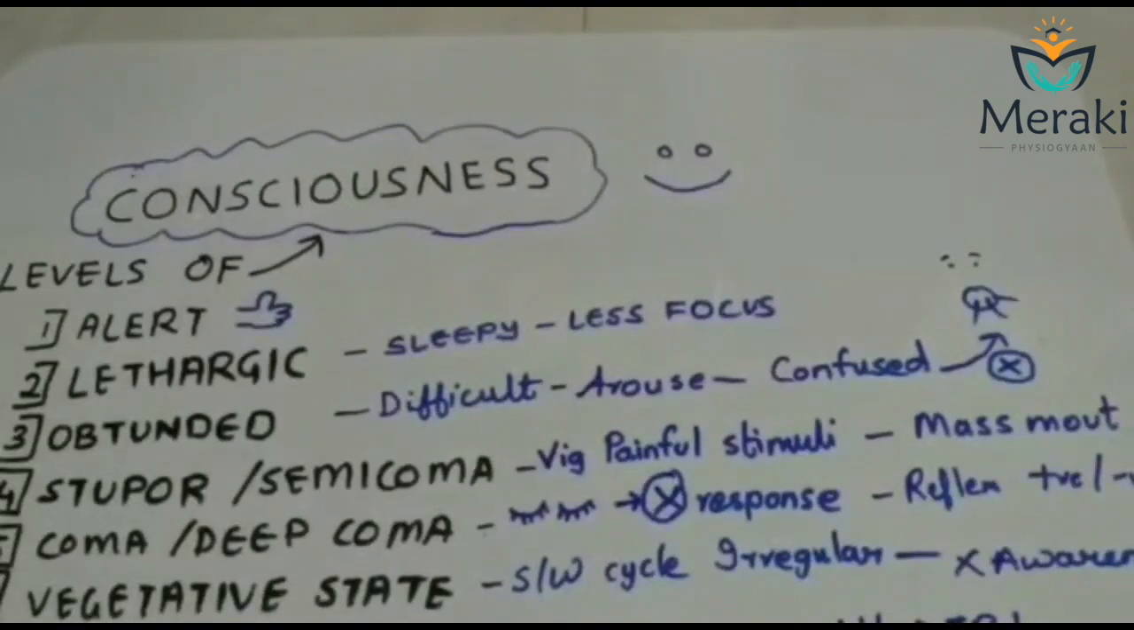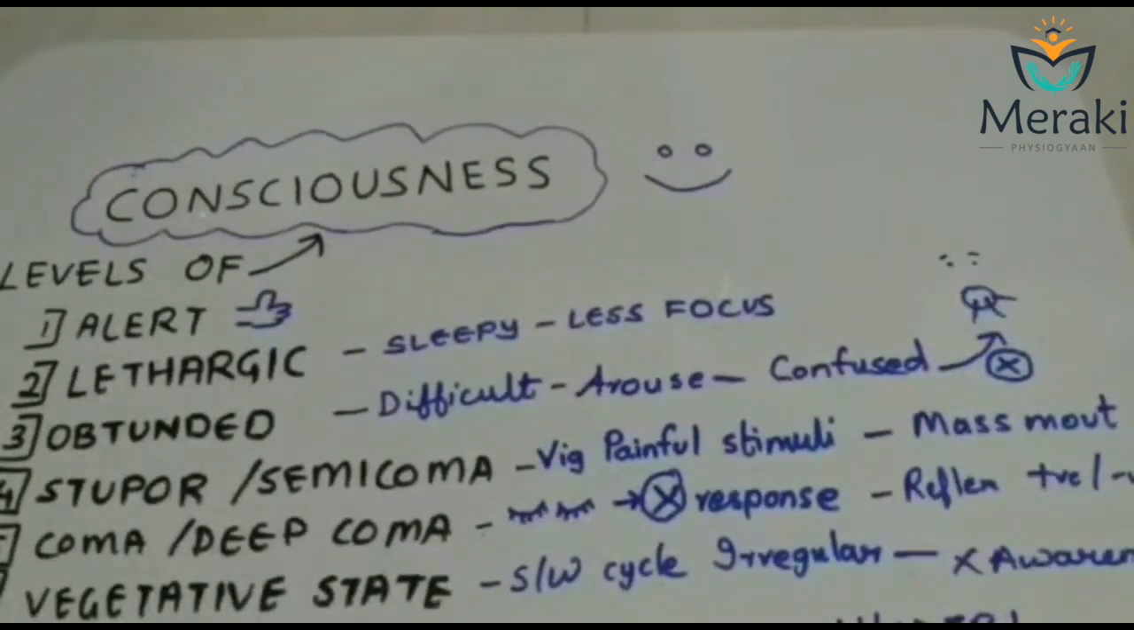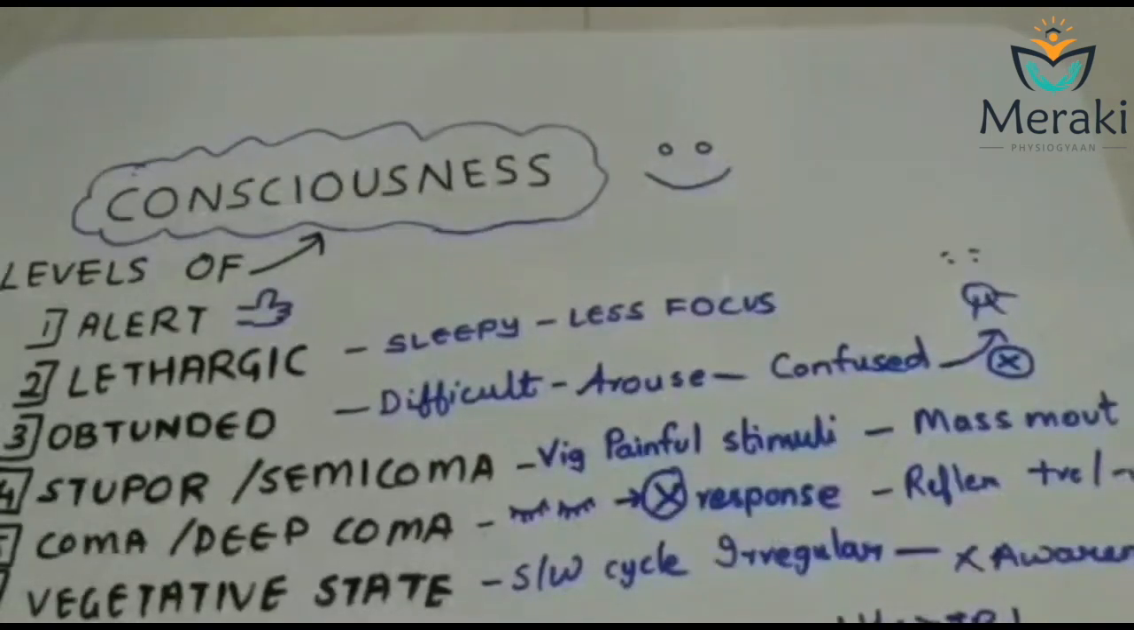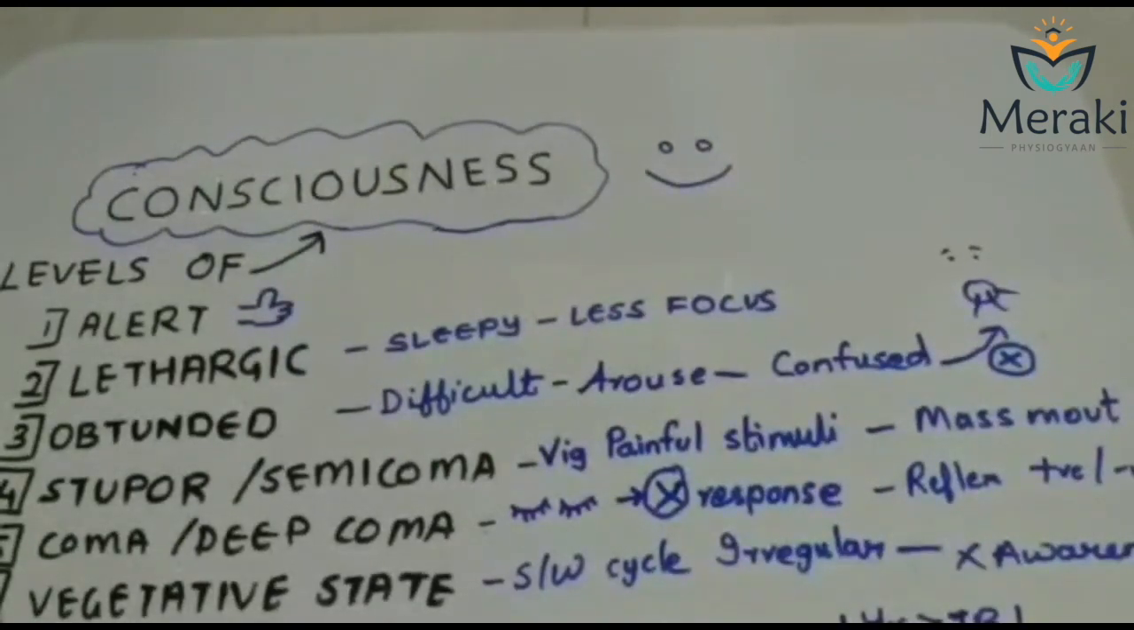The next is coma or deep coma. Here, the sleep-wake cycle is absent and the patient's eyes are usually shut. They do not respond to painful stimuli and reflexes may or may not be present based on your site of brain injury. They are often ventilator dependent.